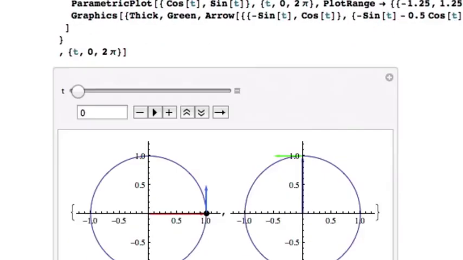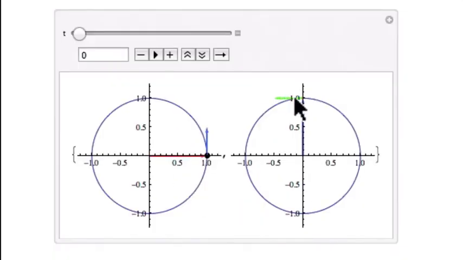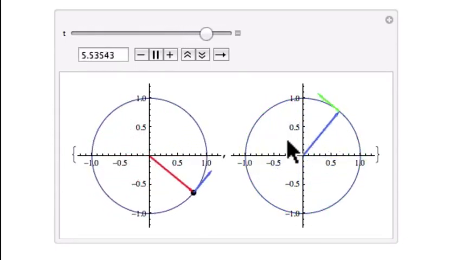To make that clear, here's the same two circles, and here on the velocity circle, I've added a green arrow to represent the change in velocity. And as they play, you see that the green arrow is constant in magnitude because the velocity is rotating at a constant rate. And the green arrow points along the velocity circle. And what this green arrow is, in fact, is our acceleration. It's the rate of change of the velocity.